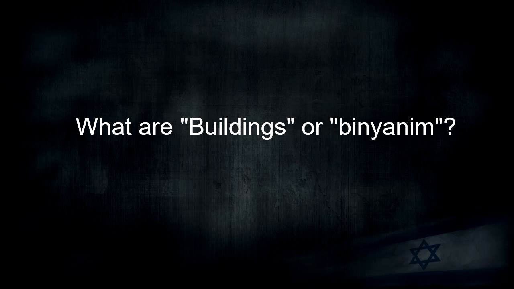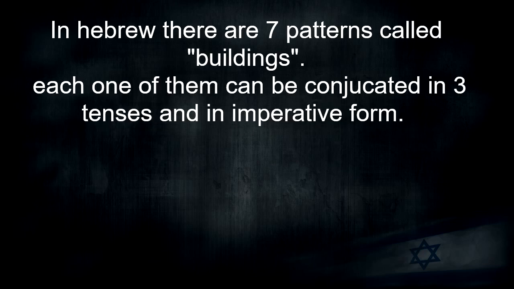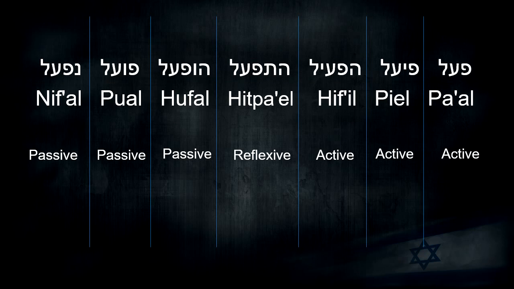So what are binyanim or buildings? In Hebrew there are 7 patterns called buildings or binyanim. Each one of them can be conjugated in 3 tenses and in 1 imperative form. Those are the 7 buildings of Hebrew: Pa'al, pi'el, if'il, itpa'el, uf'al, pu'al, nif'al.